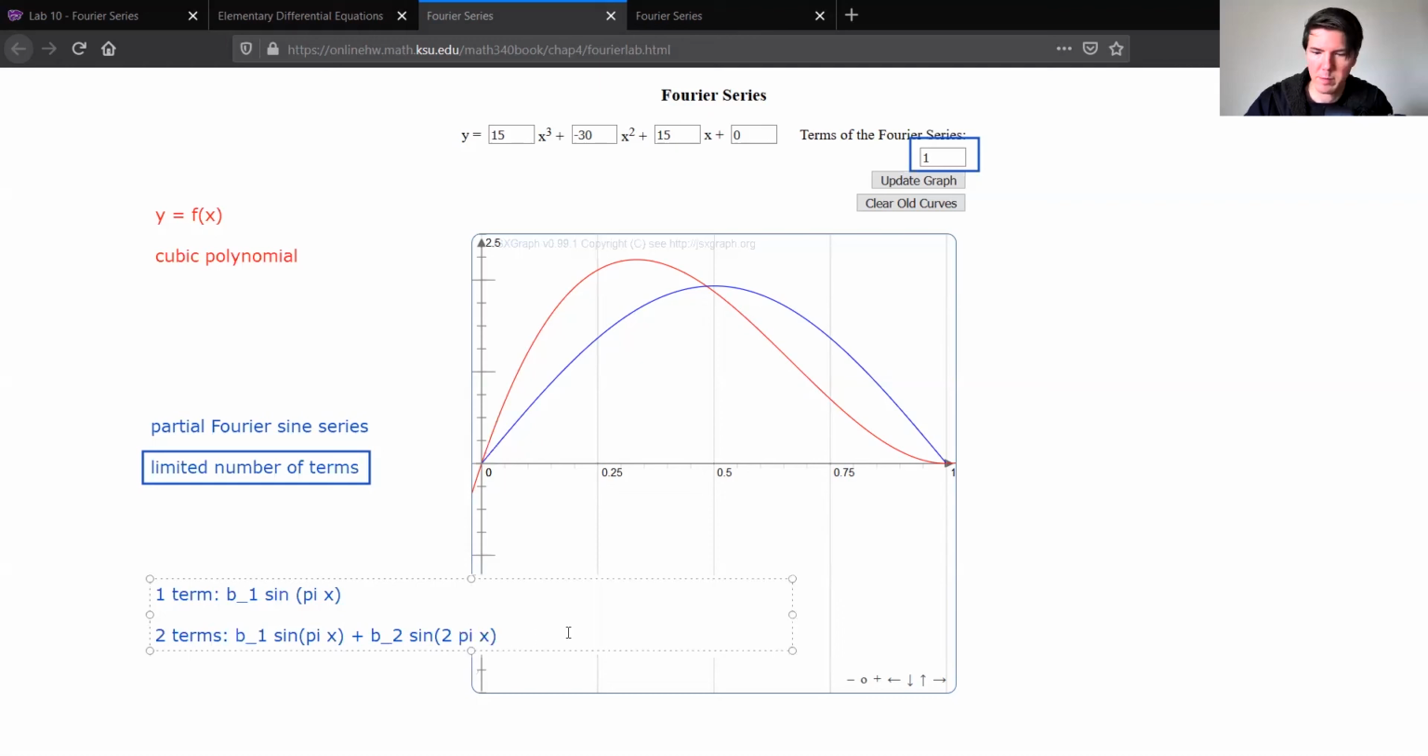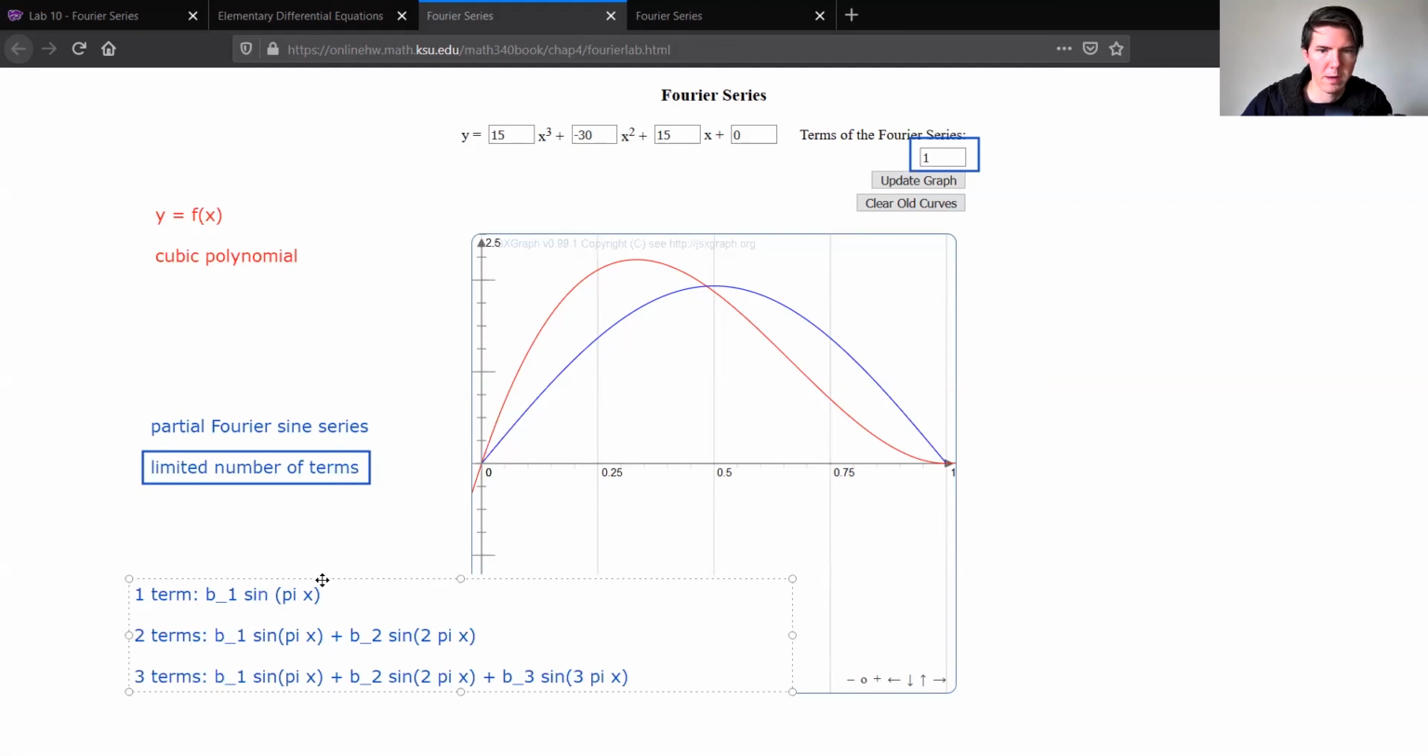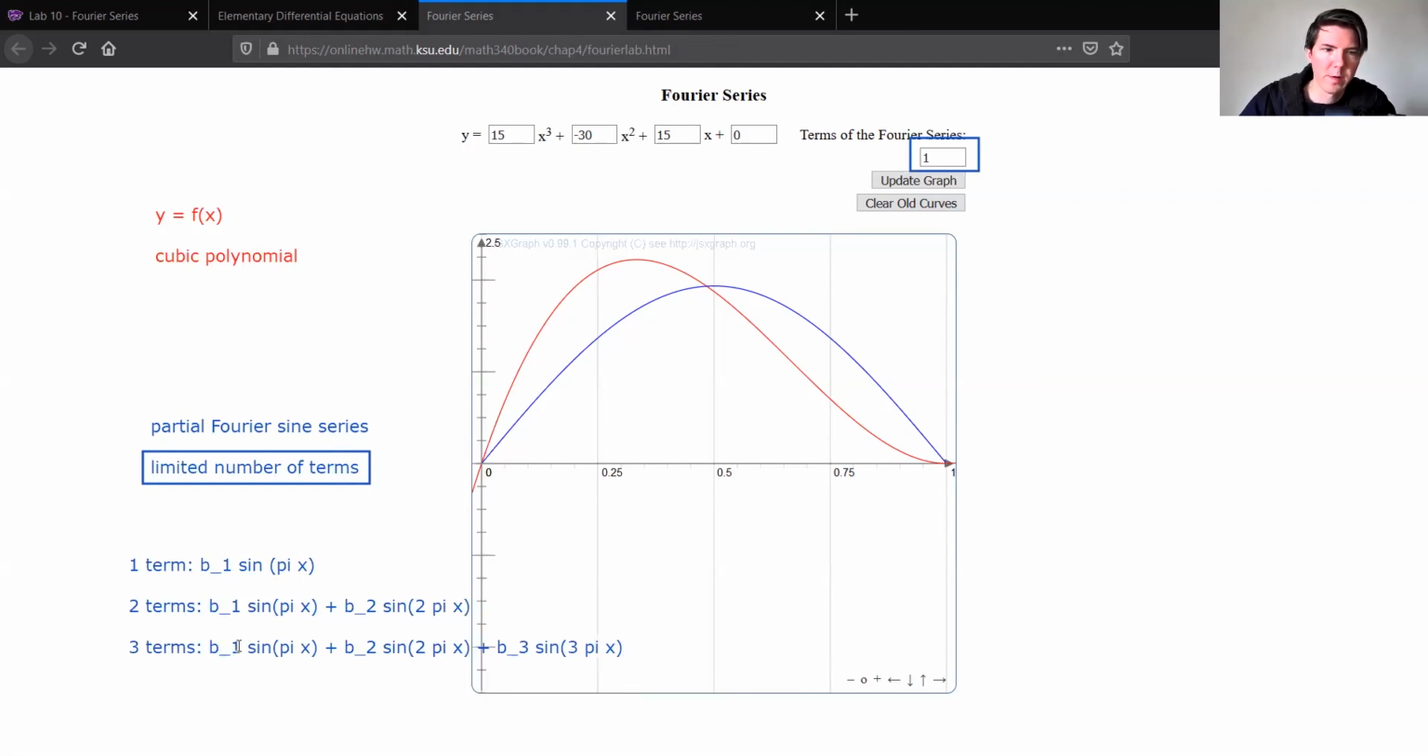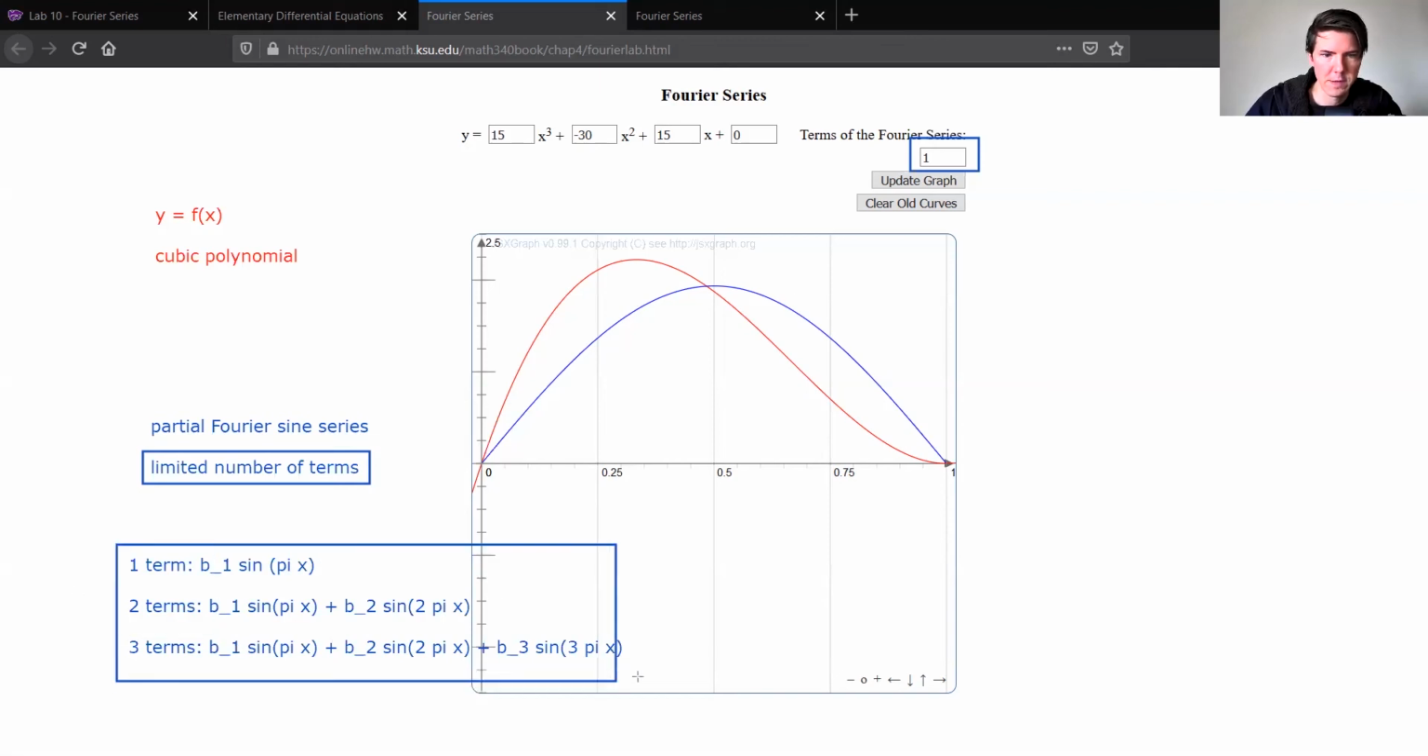I'll write one more. It may not appear yet, but it should appear soon. Actually, I'm going to copy this and just add one. Plus b3 sine 3 pi times x. All right, and here we are. Good. So one term, you just have the first term of the series. With 2 terms, you've got the first 2 terms of the series, and so on and so forth.